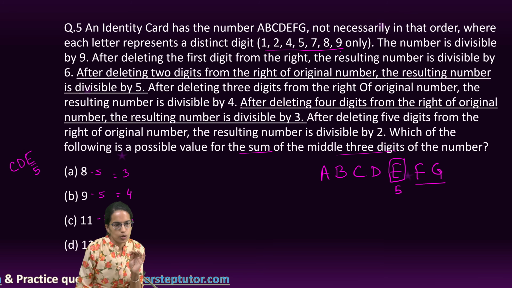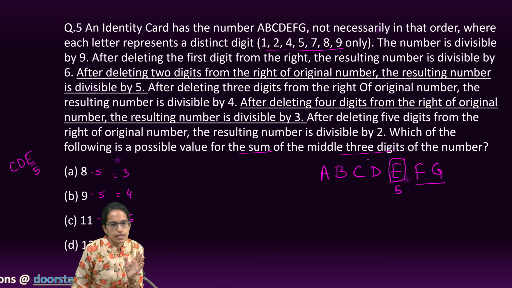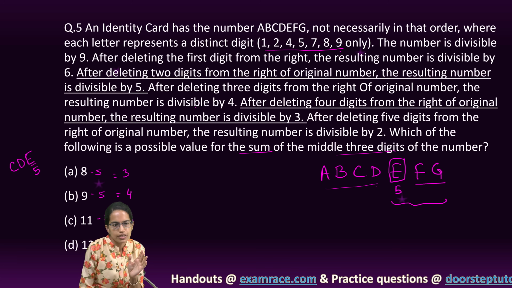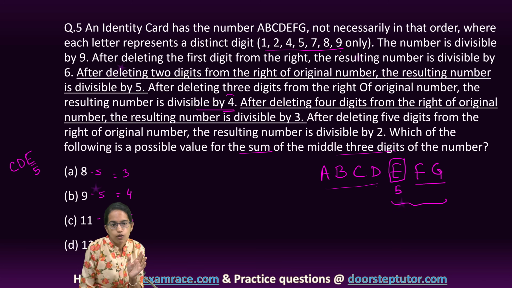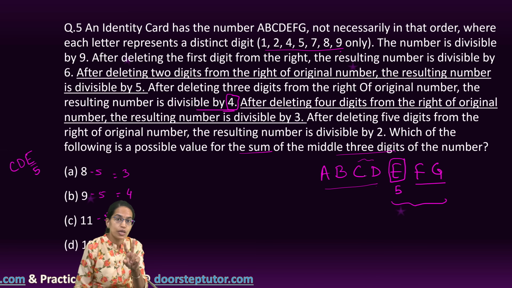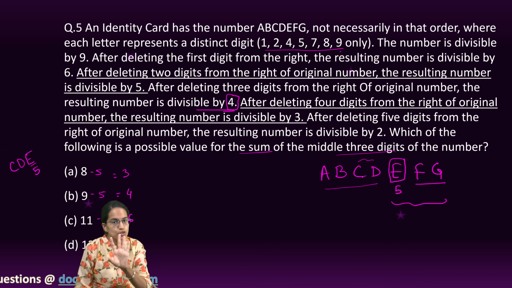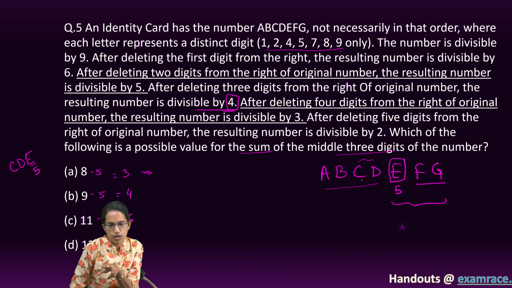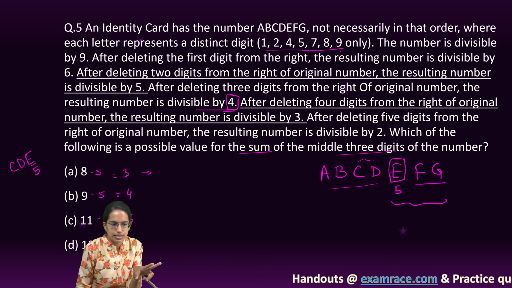Now my second important statement is, after deleting 3 of the digits, that is these 3 digits, the resulting number, that is this number, would have a divisibility test of 4. What does that mean? Divisibility test of 4 means the last 2 digits have to be divisible by 4. So what could be the possible numbers in this case? The remaining 2, the sum of these 2 numbers, that is C and D, is 3.